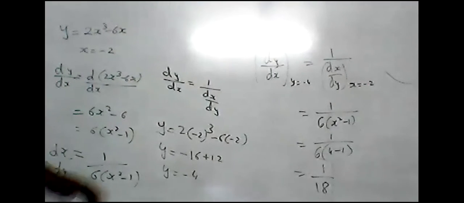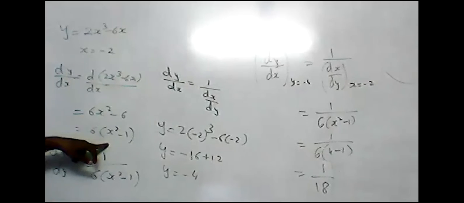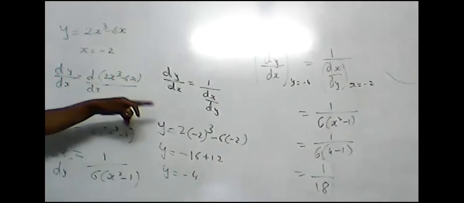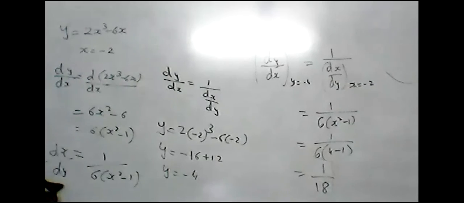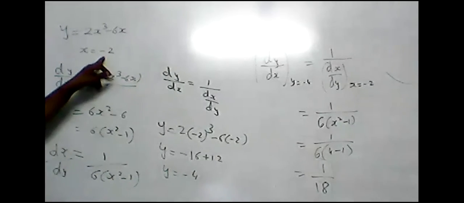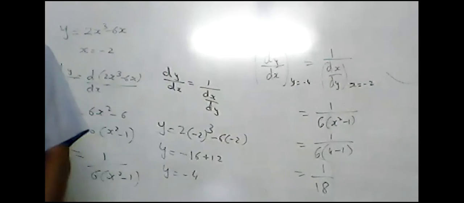So in this sum what you are going to do is पहले इसको differentiate कर लो, you will have one answer. वो answer जो आया उसका reciprocal will be dx by dy. उसका reciprocal ले लो dx by dy. x का तो आपके पास है minus 2. Substitute over here. You will have this answer. Clear?